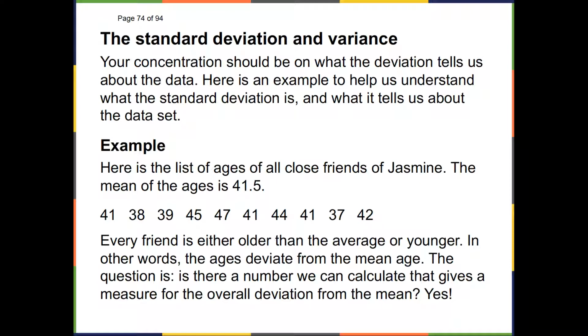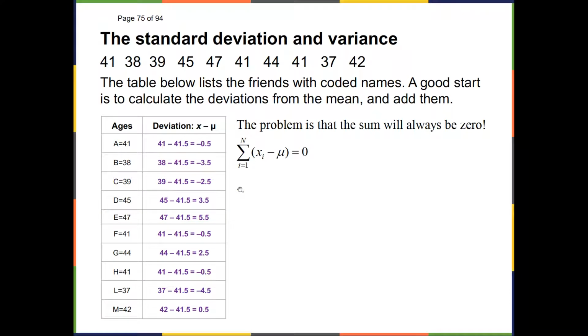Okay, so let's organize our data here again. We've got the age groups. So we have our data here, 41, 38, 39, 45, etc., etc. We have a mean age here. And we want to know what is the way in which the data deviates from 41.5. So to do that, we're going to need to calculate the standard deviation. And we would do that with this summation equation.